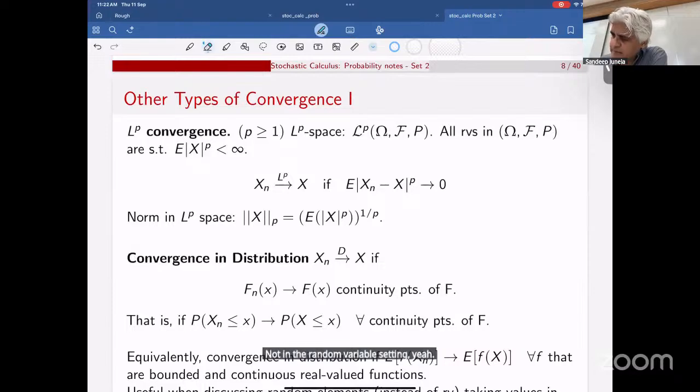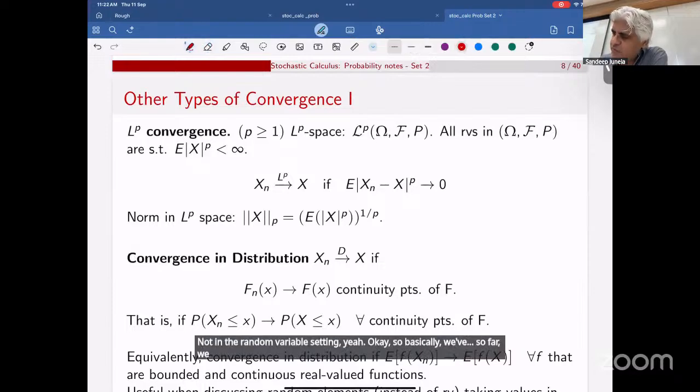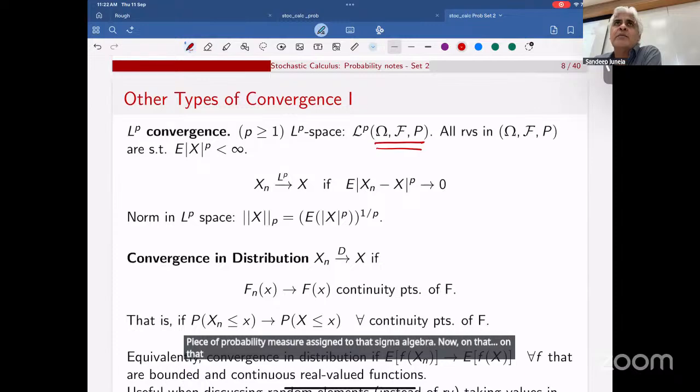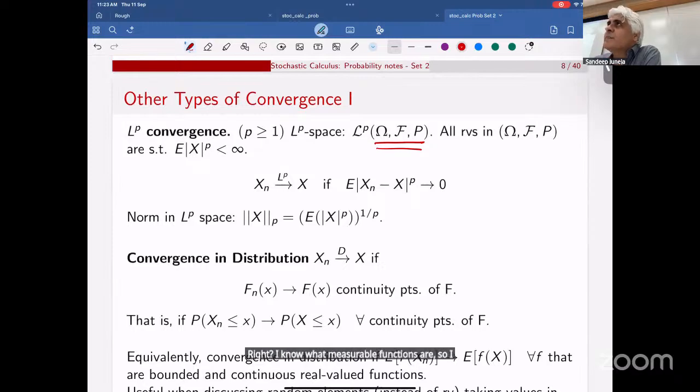Basically, so far we've defined this space. Omega is the underlying space, calligraphic F is a sigma algebra on that space, P is a probability measure assigned to that sigma algebra. Now on that space, I can come up with all kinds of random variables, measurable functions. I know what measurable functions are, so I can define those. And then I can define their integrals, the integrals of the absolute value of those measurable functions raised to power p.